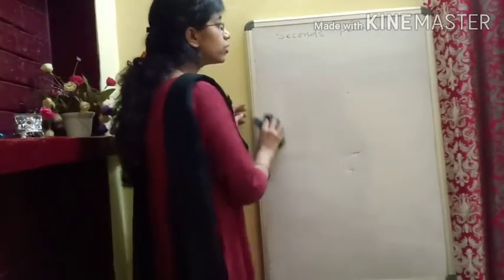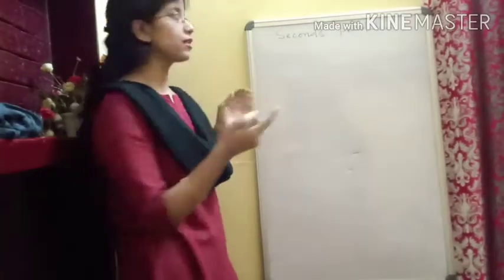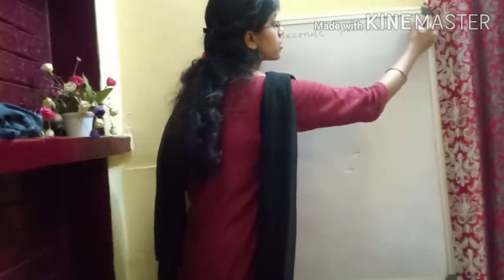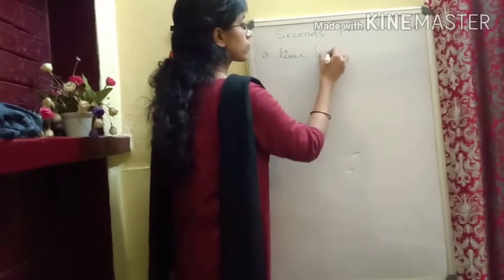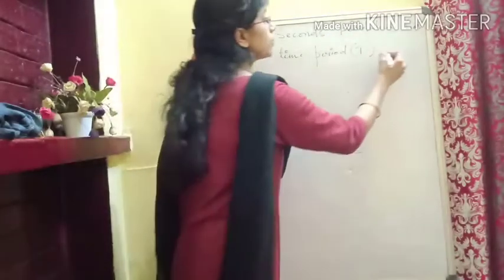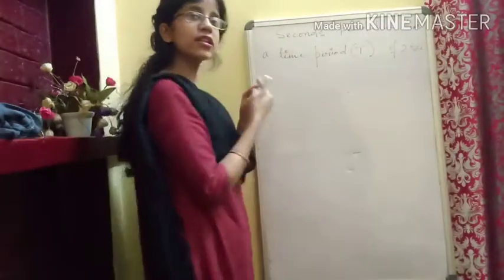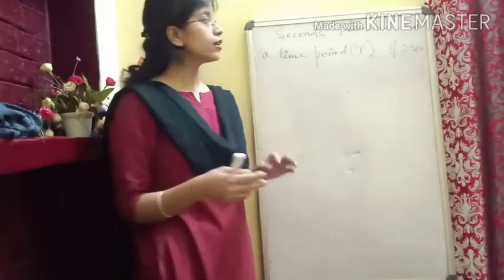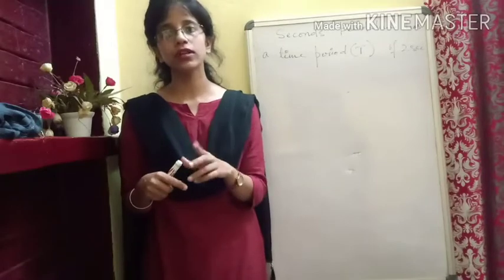A second pendulum is a simple pendulum having a time period of 2 seconds. We denote the time period by capital T, so T is 2 seconds. That means to complete one oscillation, it will take 2 seconds. A second pendulum is a pendulum which takes 2 seconds to complete one oscillation.